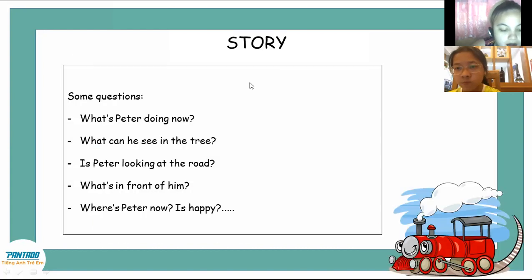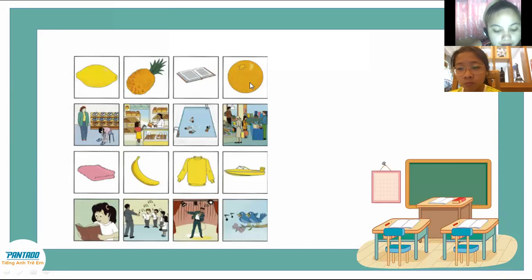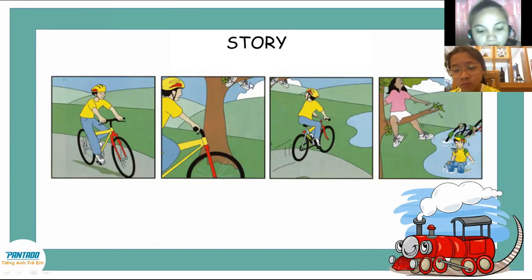Okay, so what do you think is in front of Peter? What is that water? It is a dirty water. Yes, a dirty water. And then what do you call that dirty water? What's that? What do you call that one, that dirty water? Because the picture in the water is very dirty. Ah, okay. Because in the fourth picture, you can see Peter is very dirty while in the water, okay?